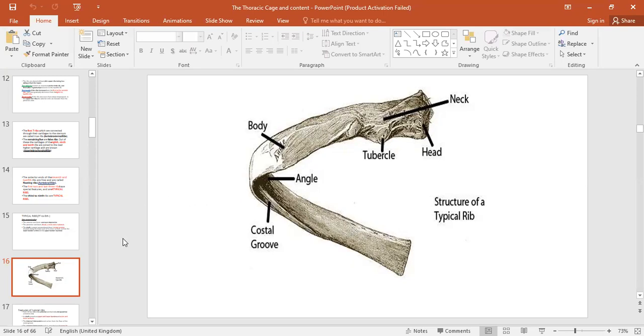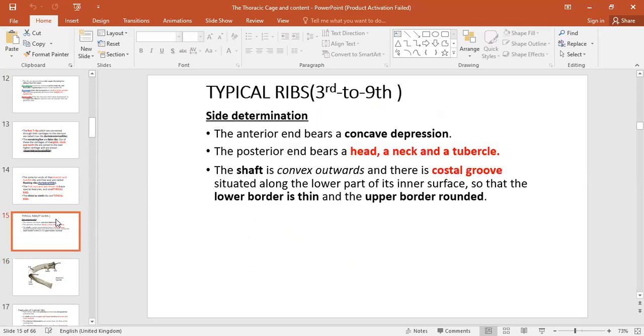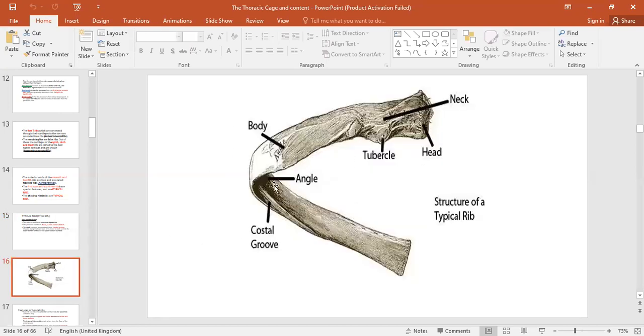So which ribs do we consider as being typical? Those are rib 3 up to rib 9. So rib 3 to 9 will be more or less the same in terms of appearance. You may find it difficult to distinguish which one is rib 7, which one is rib 5, which one is rib 4, because they will look more or less the same. And they have all these features present on them. And therefore, we call them typical ribs.